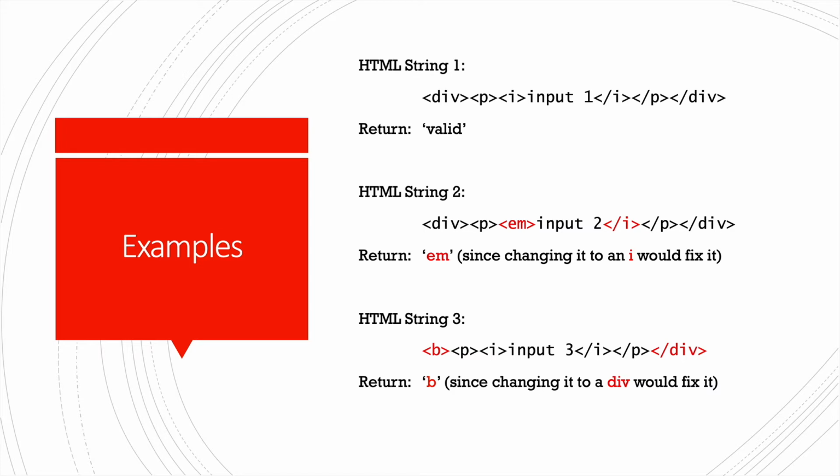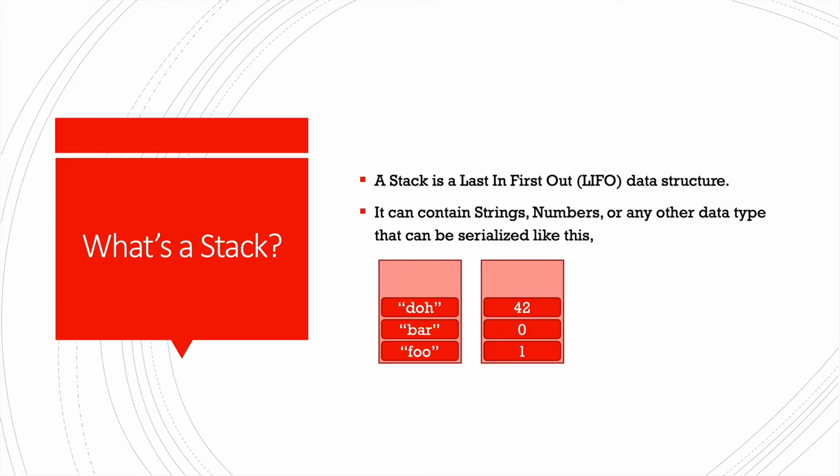So one interesting thing as we look at all of these examples is we start to see that this really is not an HTML parsing problem so much as it is a problem that's testing to see whether or not we understand how to use a stack. Now, before we jump into the code, let's take a quick look at exactly what a stack is and how we can use one. So a stack data structure is a last-in, first-out data structure.